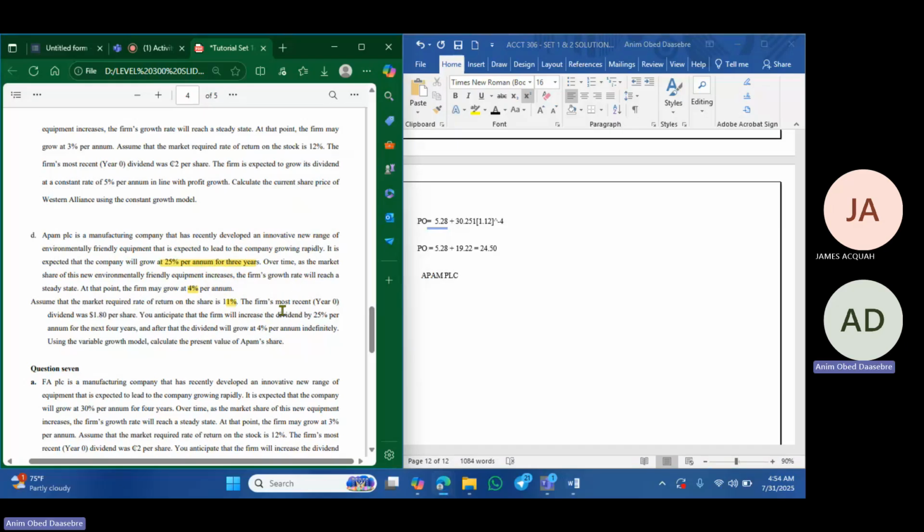So the same approach. Use the same approach for the C to solve this question. Same procedure in part C to solve part D.